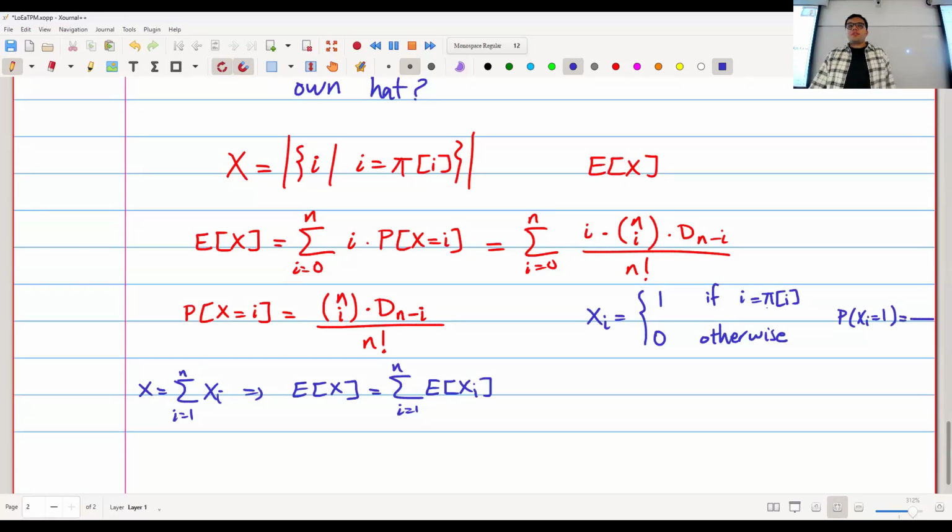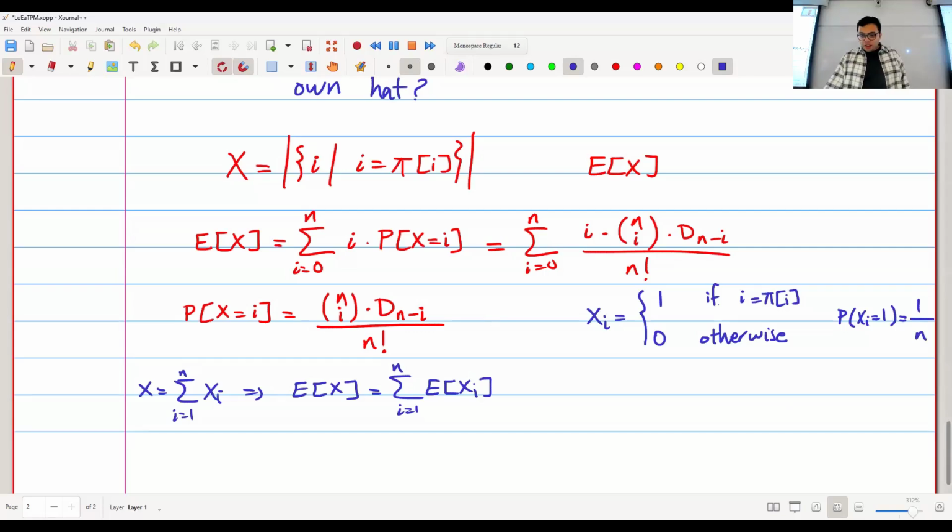It's just n minus 1 factorial over n factorial, because I have n minus 1 factorial permutations in which this xi is 1, and my total number of permutations was n factorial, and all of my permutations have the same probability. So what is n minus 1 factorial over n factorial? It's just 1 over n.